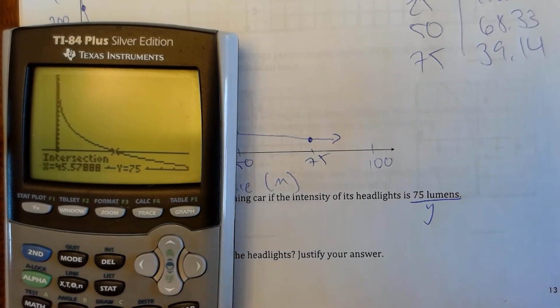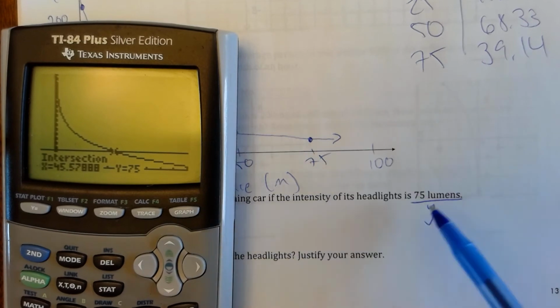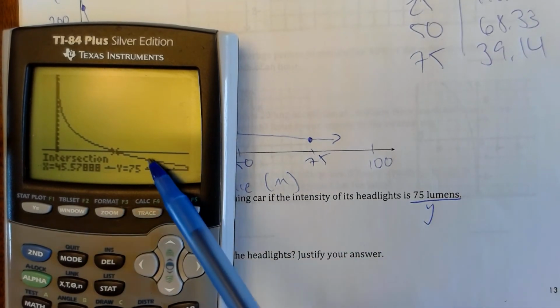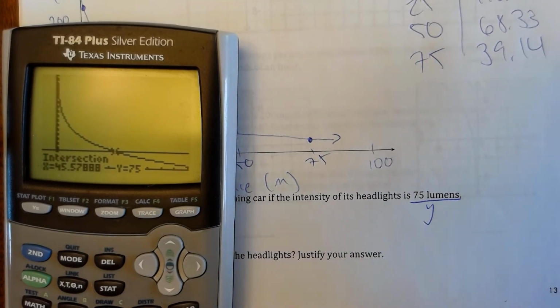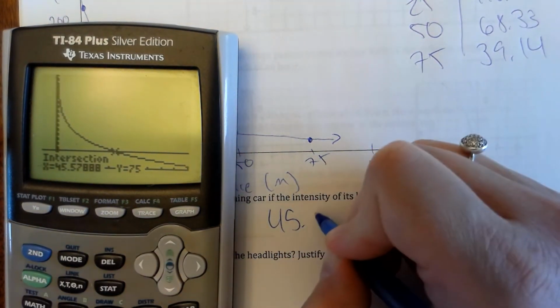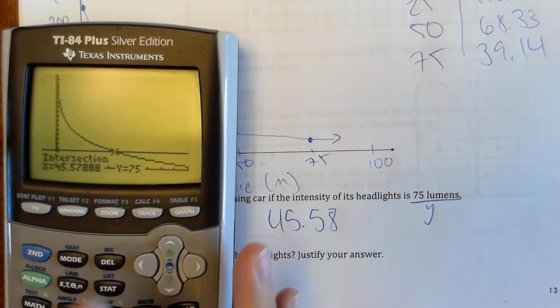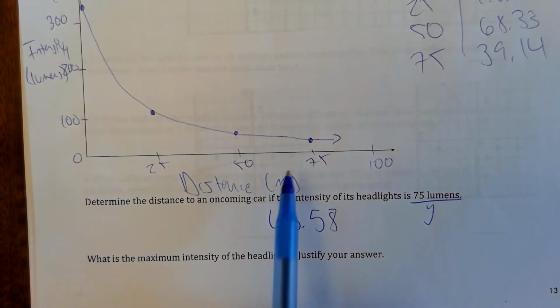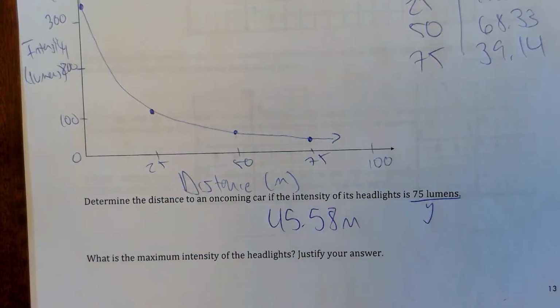Oh my gosh, I'm so silly. Okay, that was x equals 75. This is y equals 75. Okay, good thing I checked, or else I would have just written down that answer. All right, so anyway, x is 45.58. Definitely need a unit. Distance was in meters, so meters.